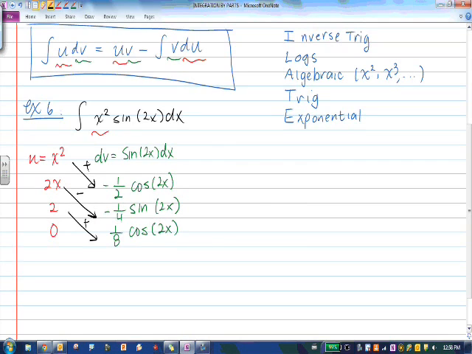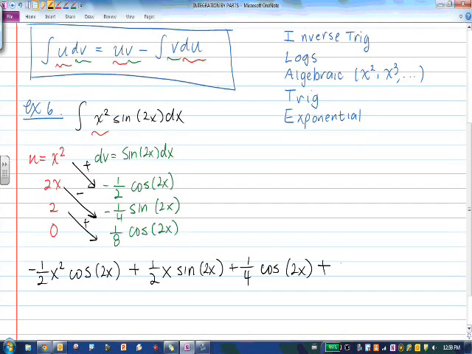If you're wondering why this works, you want to take a look at the last problem and see the connections, because this is really the same thing. So what you end up with, if you multiply, is negative 1/2 x squared cosine of 2x, and then the minus minus creates a plus. The 2 and the 1/4 cancel, so you get 1/2 x sine of 2x. And finally, the 2 times the 1/8 gives you plus 1/4 cosine of 2x plus c, which is exactly the same answer as before.